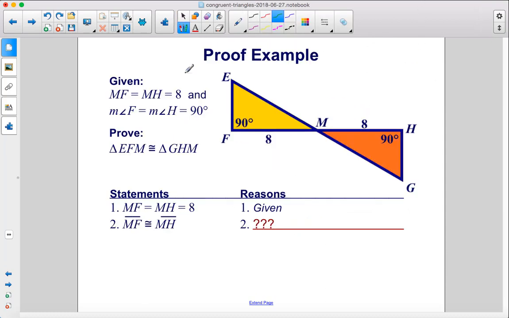Here's a proof example. Given that MF equals MH, and they both equal 8, the measure of angle F here is 90 degrees. The measure of angle H is also 90 degrees. We want to prove that these 2 triangles are congruent. So we begin with MF equals MH equals 8, which was given information, and then we show that those segments are congruent, because that's the definition of congruent segments.